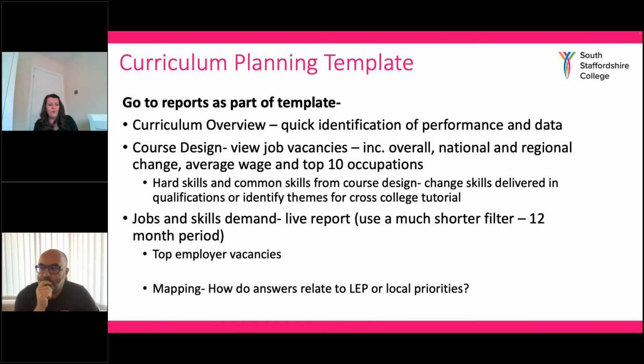We then go on to where we start to look at the detail within the course design section of EMSI, and we review several things in there. We mainly focus obviously now on the vacancies and the top occupations.